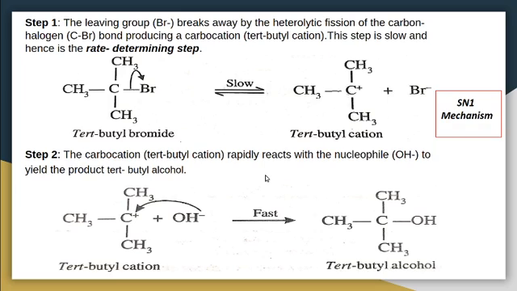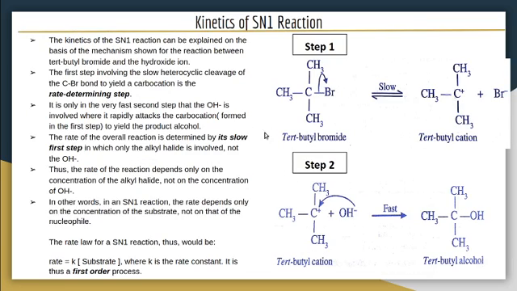So an SN1 reaction involves two steps. The first step is the formation of the tertiary butyl cation by the breaking of the leaving group, and the second step is the combination of the formed carbocation with the incoming nucleophile, forming the product. This is about the mechanism of the SN1 reaction. Tertiary alkyl halides always follow the SN1 mechanism, and primary and sometimes secondary alkyl halides follow the SN2 mechanism. Next we can discuss the kinetics of the SN1 reaction, that means the rate of the reaction.